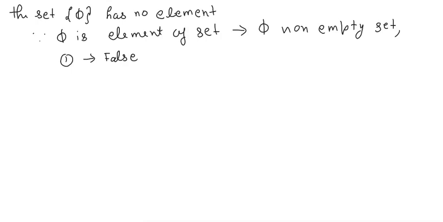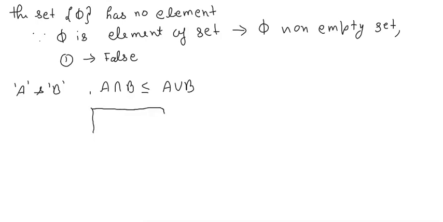For the second statement we are told that for all sets A and B, A intersection B is less than or equal to A union B. So here we are going to understand with the help of a diagram. Firstly we are taking a universal set. Under that this is our A, this is our B, and this is our A intersection B.